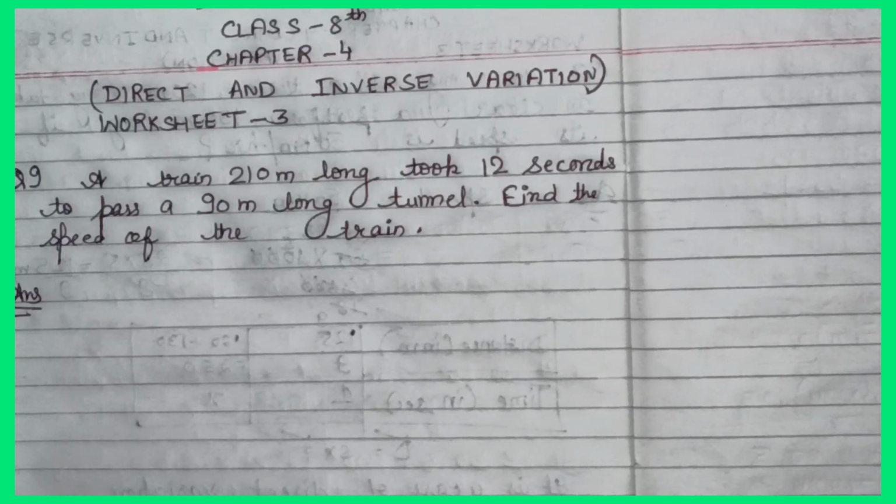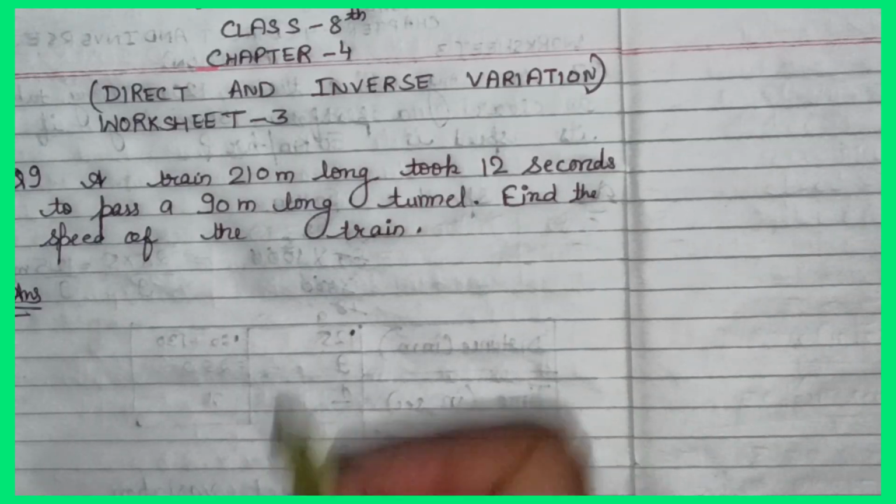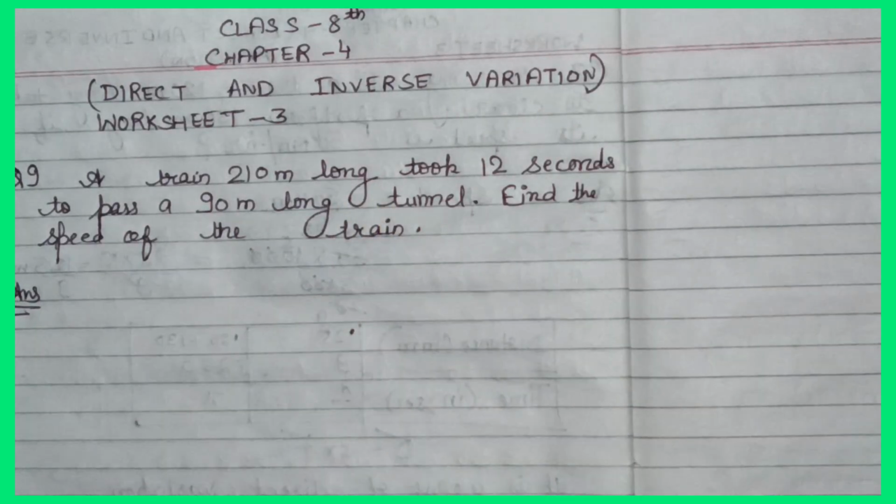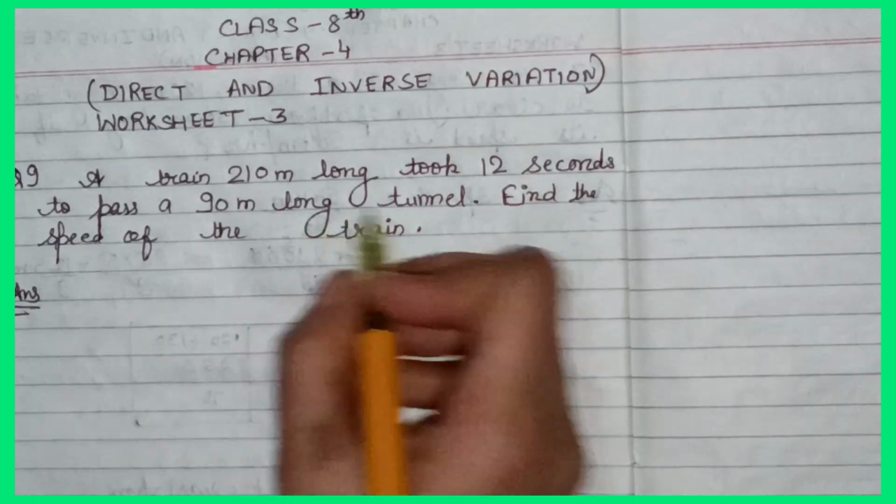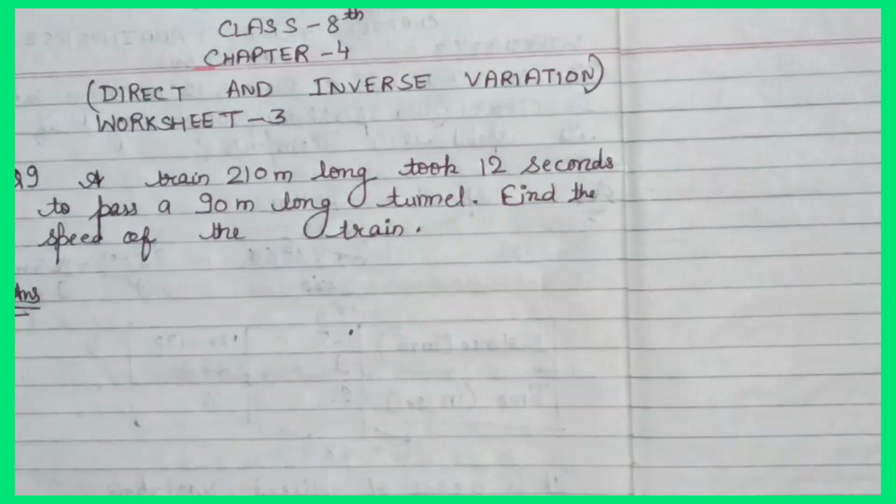Today we are starting question number 9 of worksheet 3, class 8 DAV math, chapter 4, and our chapter name is direct and inverse variation. So here is our question number 9. A train 210 meter long took 12 seconds to pass a 90 meter long tunnel. Find the speed of the train.